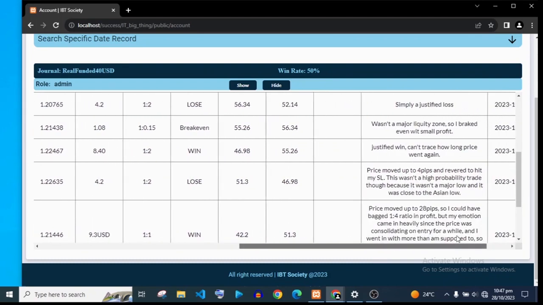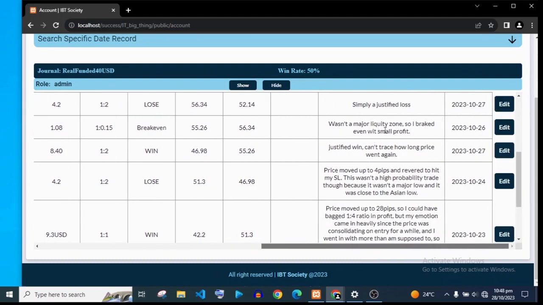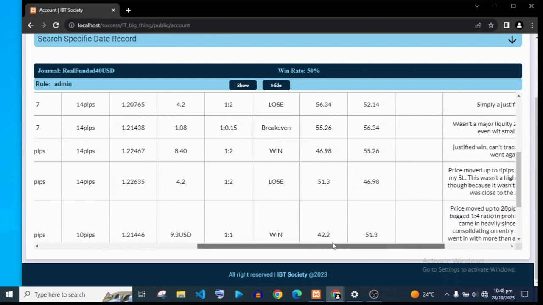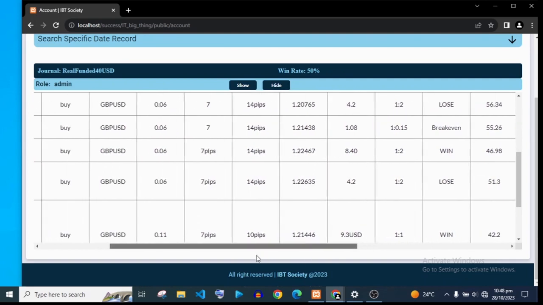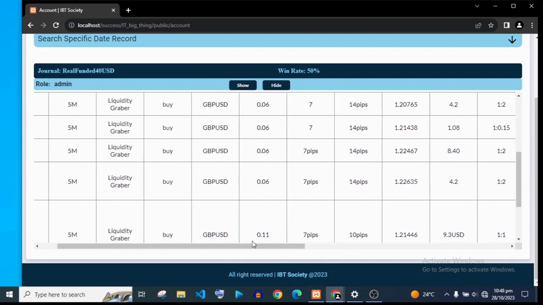Let's see why I broke even. If I wrote anything about it, wasn't a major liquidity zone, so I broke even with small profit. Okay, so I've actually gone into the trade before it occurred to me rightly that it wasn't a major liquidity zone. And of course, maybe I saw some pattern that the price is not going to really move down, or move up, depending on if it was a buy or sell. And I decided to break even. So that was a smart move though. I broke even with some small profits, just $1. And that was a buy trade actually.